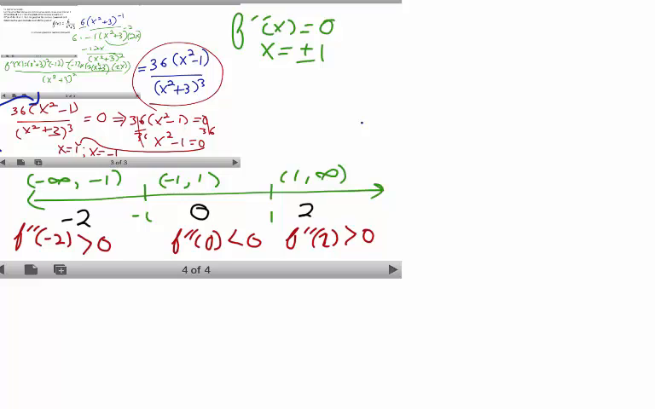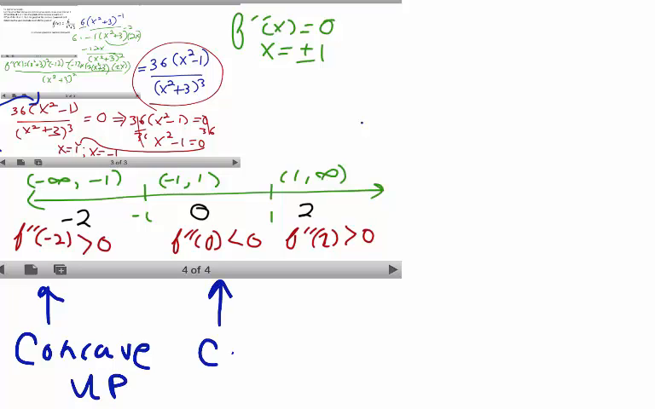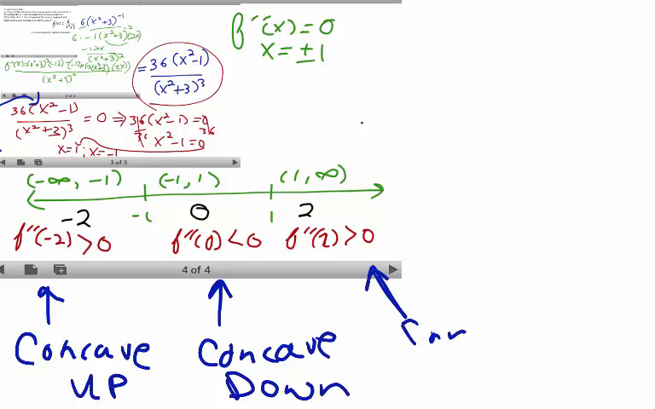Based on these results, we're now able to determine the concavity. When f double prime of negative 2 is greater than 0, I know that this is concave upward. F double prime of 0 being less than 0, that's concave down. And finally, f double prime of 2 is concave up.